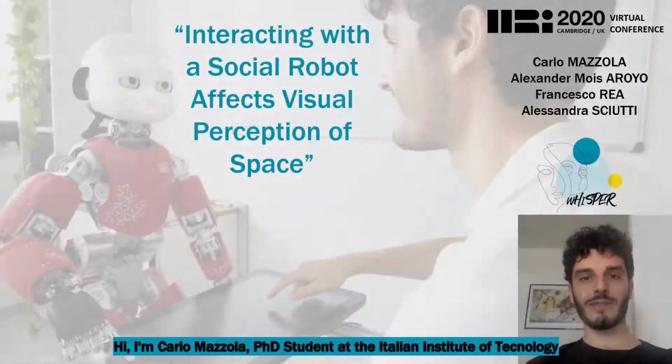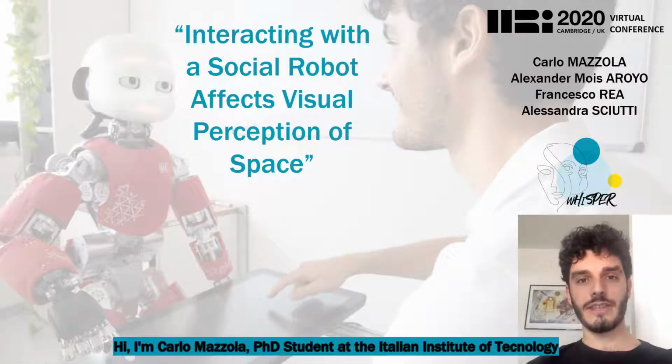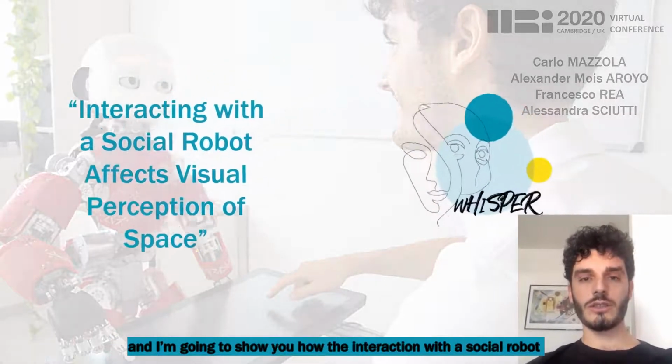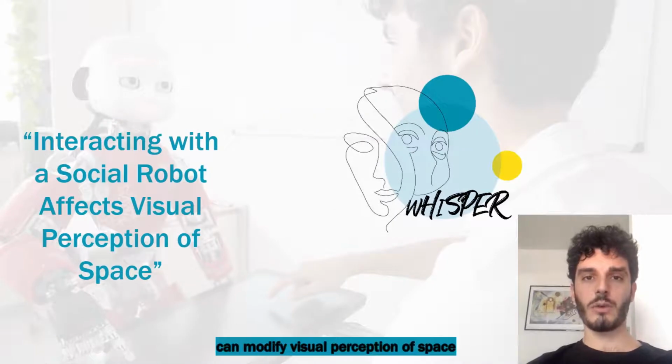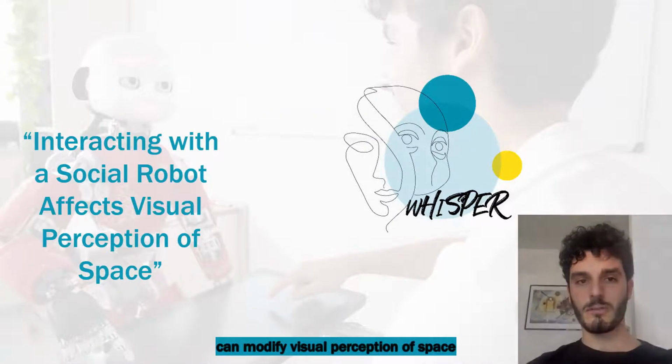Hi, I'm Carlo Mazzola, PhD student at the Italian Institute of Technology, and I'm going to show you how the interaction with a social robot can modify visual perception of space.